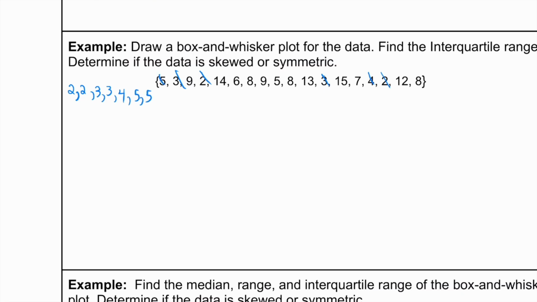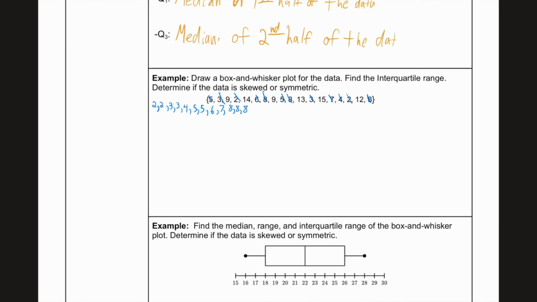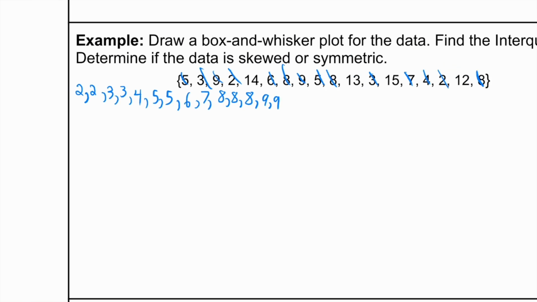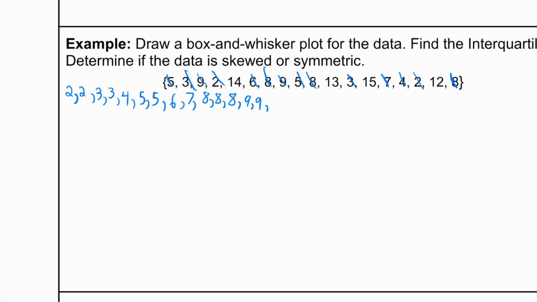5 and 5. And then a 6. And then 1 7. And then 3 8s. Which would matter if we're doing a mode, but we don't need a mode for a box and whisker plot. And then 2 9s. And then it jumps up from 9 over here to 12. That's going to impact this later, and we'll see that. 13, 14, and 15.